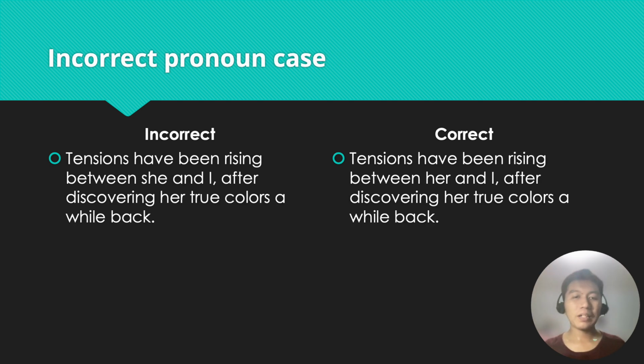Next, we have incorrect pronoun case. You need to determine whether the pronoun is being used as a subject or an object or a possessive in the sentence and select the pronoun form to match. Here's an example. Tensions have been rising between she and I after discovering her true colors a while back. The correct version is, tensions have been rising between her and I after discovering her true colors a while back.